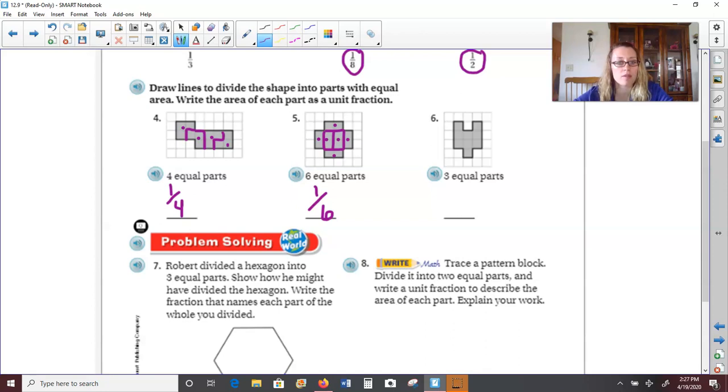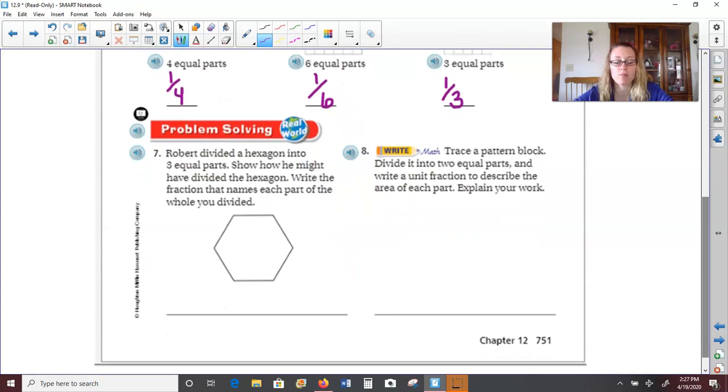And then on number 6, we need to split this into 3 equal parts, and I can see just using my eyes that I can do that by drawing those 2 vertical lines. I've got 1, 2, 3 equal parts, so each part is representing 1/3 of the whole shape. Number 7, problem solving. Robert divided a hexagon into 3 equal parts. Show how he might have divided the hexagon, and then write the fraction that names each part of the whole.